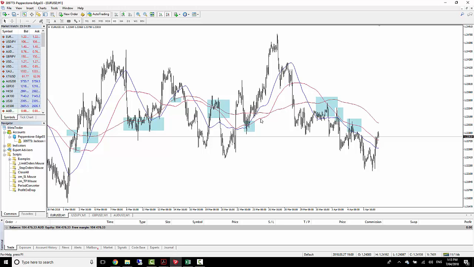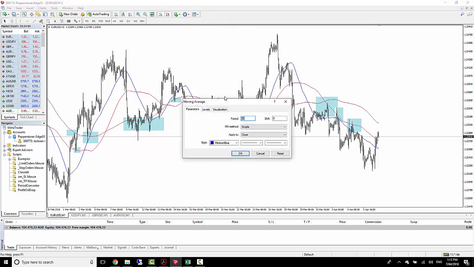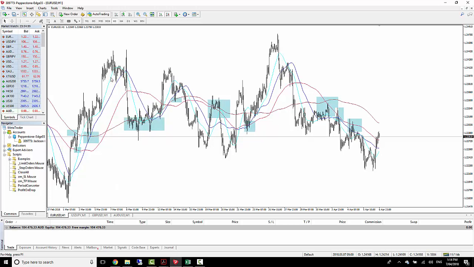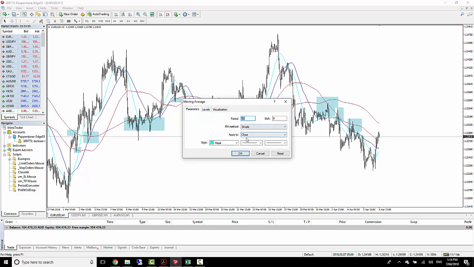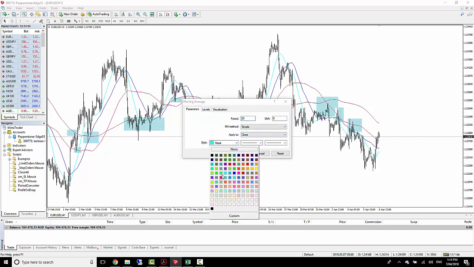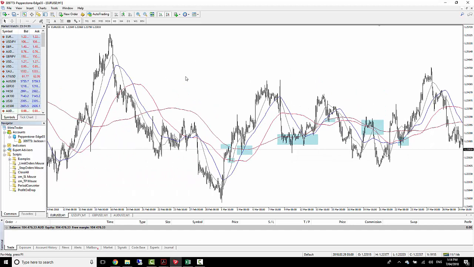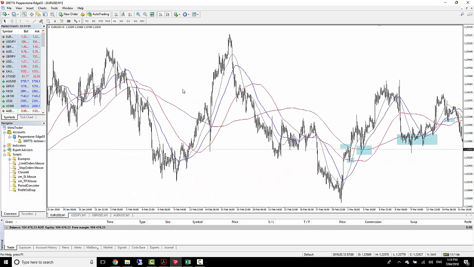There's one other moving average that I do like to put on there. It's the 25. When you get nice steep trends, the 25 period moving average usually has a little bit more effect. Let me change the color of that, because that's very hard to see. Let me make it dim grey. So there you go. You can see that these are the significant moving averages.